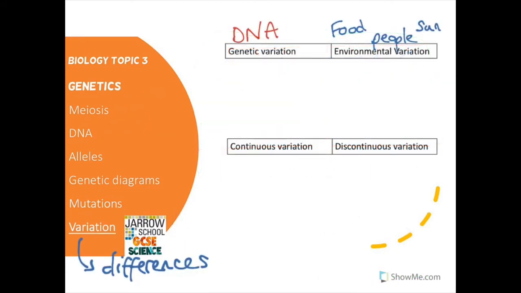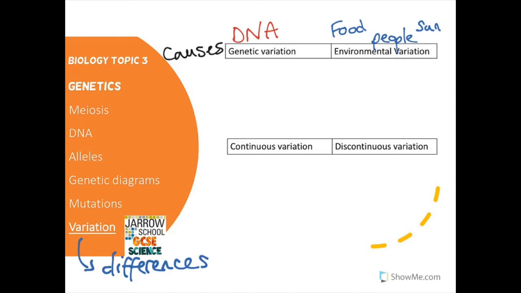So the last thing we need to understand is variation. So variation is just the differences between us, and it is caused by either your DNA, the genes that you have, that's called genetic variation, or it can be caused by the environment around you. So for example, how much food you eat or what type of food you eat, the people that you interact with, how much sunlight you get, and this is called environmental variation.